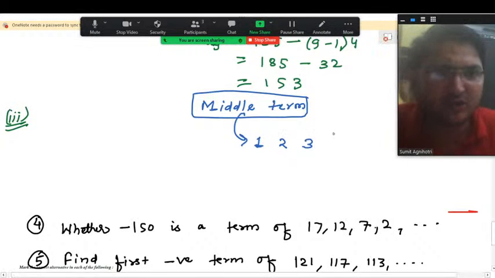Which one is the middle value out of these 3 values? I mean, here the middle term will be considered 2. Yeah, exactly, 2 is the middle value here. But remember, why do I say 2 is the middle value? Because an odd number of terms are here.